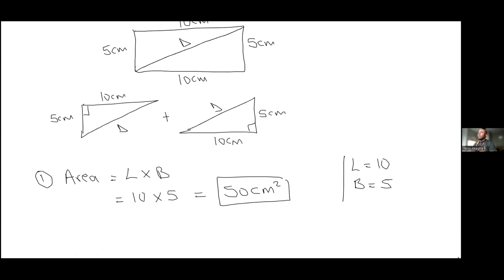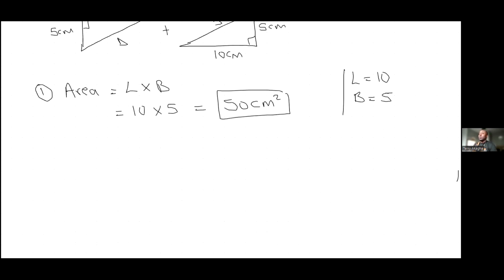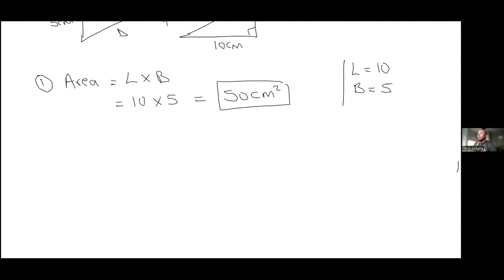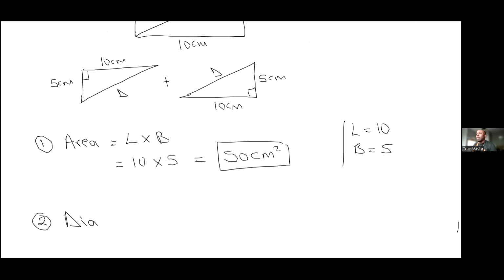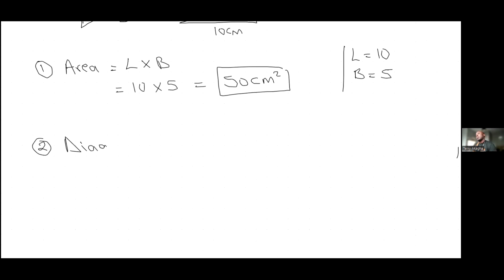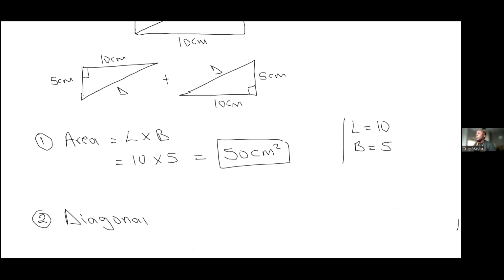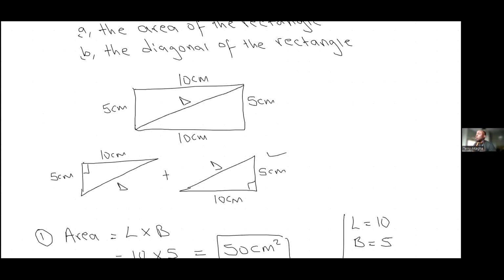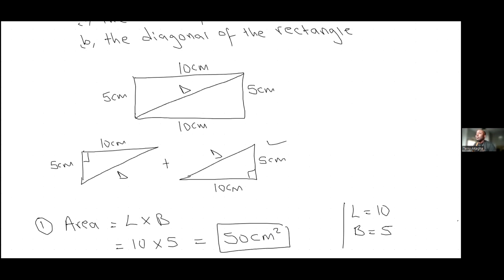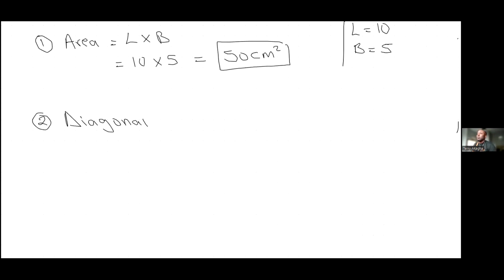All right, so let's find the diagonal now. Number 2, the diagonal. We're finding the diagonal for this particular rectangle. Like I said, we're going to just pick one of these shapes, because we know that the diagonal divides it into 2 equal parts. So we just pick one to find the diagonal. You can use either shape because they're equal. So we have it as this.